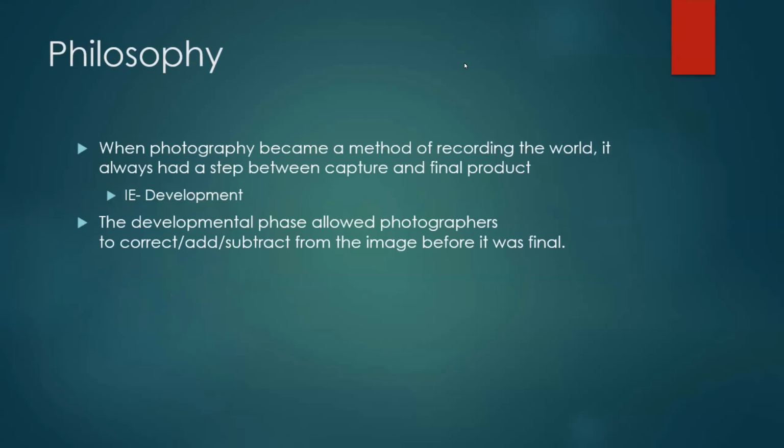Okay, so let's talk a little bit of the philosophy which I run by, and then you can tie into the world. When photography became a method of recording the world, it always had this step between capture and final product. And in the good old days, that would be your developmental phase. A lot of your early professional photographers and even hobbyists would have that time frame where after they took the photo they would develop the image themselves, and they could then do things like correct, add, subtract, change brightness and other exposure settings to get it to where they felt like their image wanted to go.